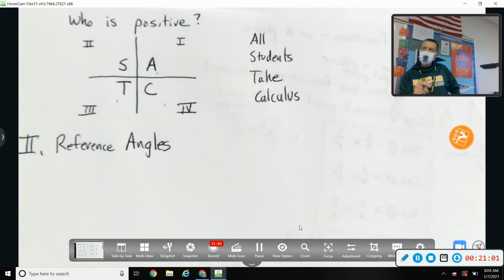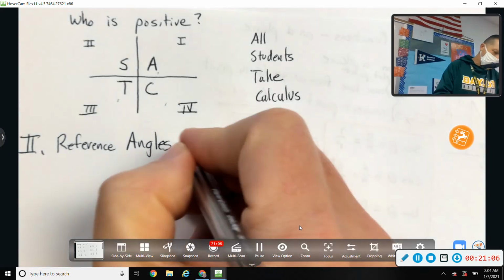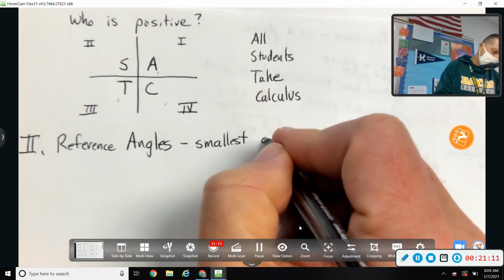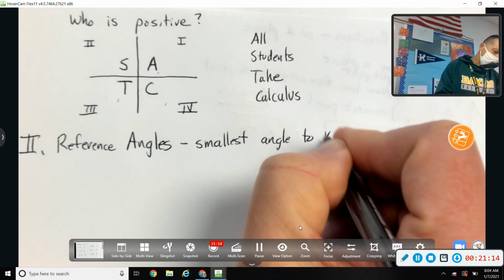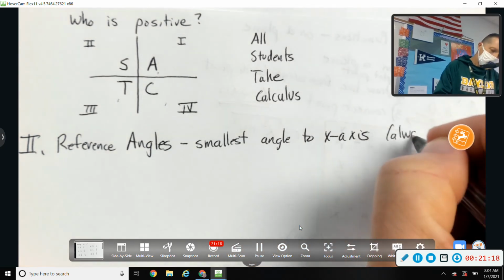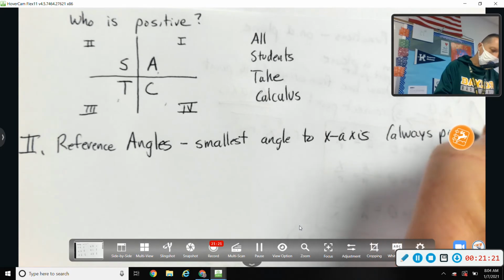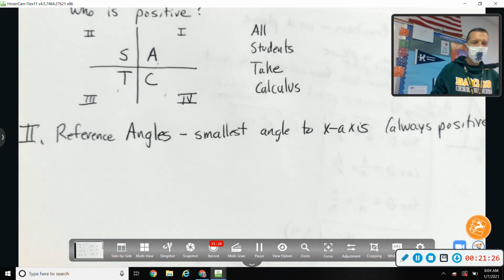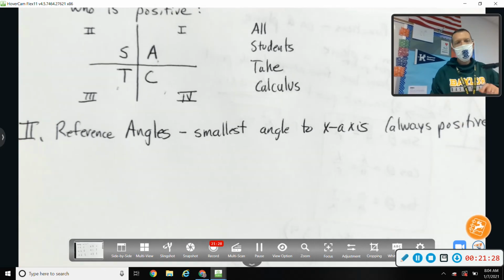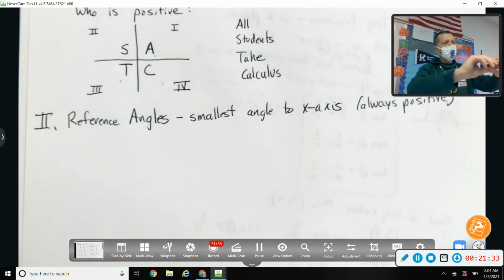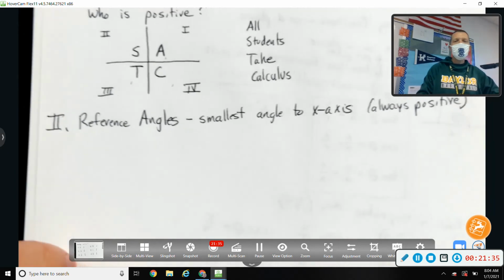It's an easy thing to describe and a sometimes tricky thing to figure out. The reference angle is the smallest angle to the x-axis. And it's always positive. Smallest angle to the x-axis, always positive. This is part of why we draw the triangle to the x-axis, because it will make a reference angle.